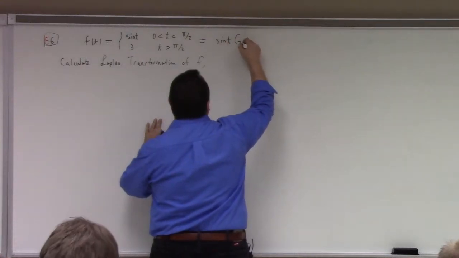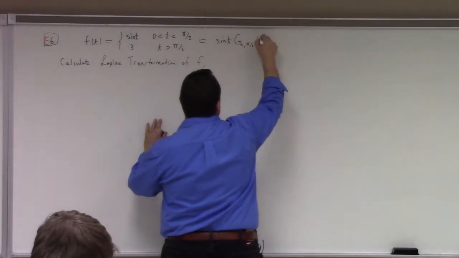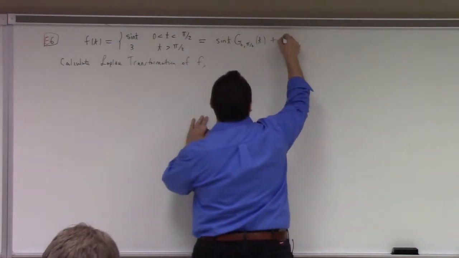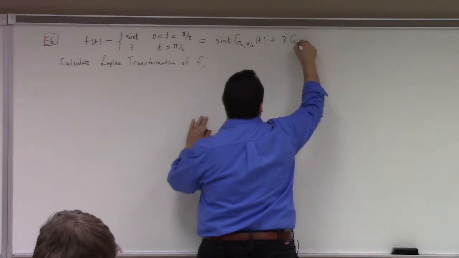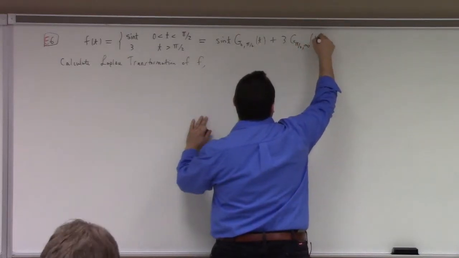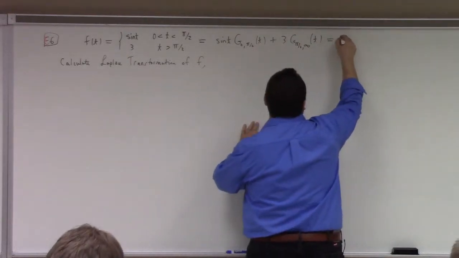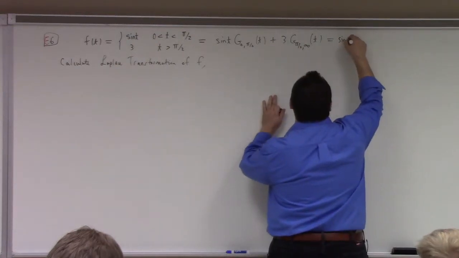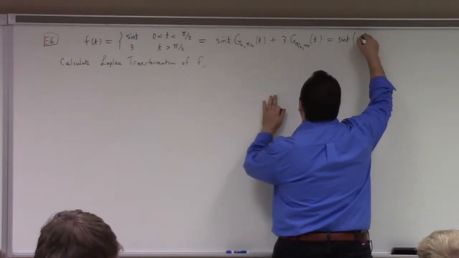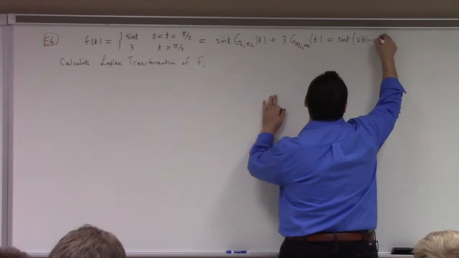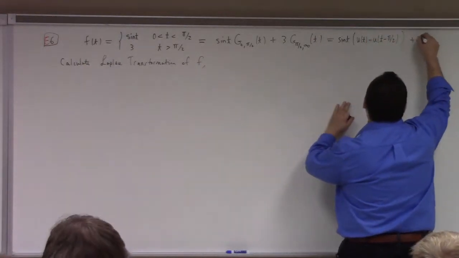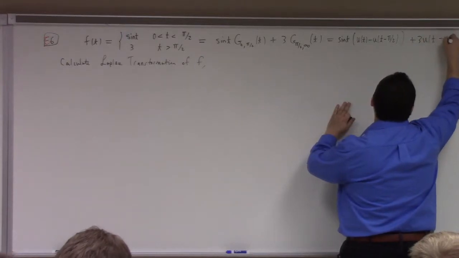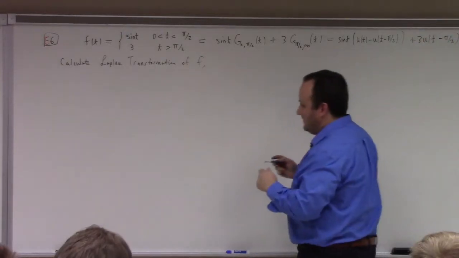This is not good. Sine of t from 0 to pi over 2, plus 3 times the gate function from pi over 2 to infinity. So that is sine of t times u of t minus u of t minus pi over 2, plus 3 times u of t minus pi over 2. Okay, I got that out of my system.